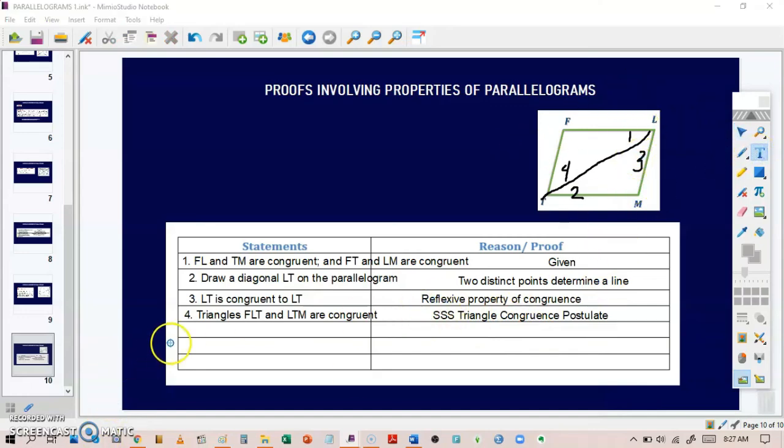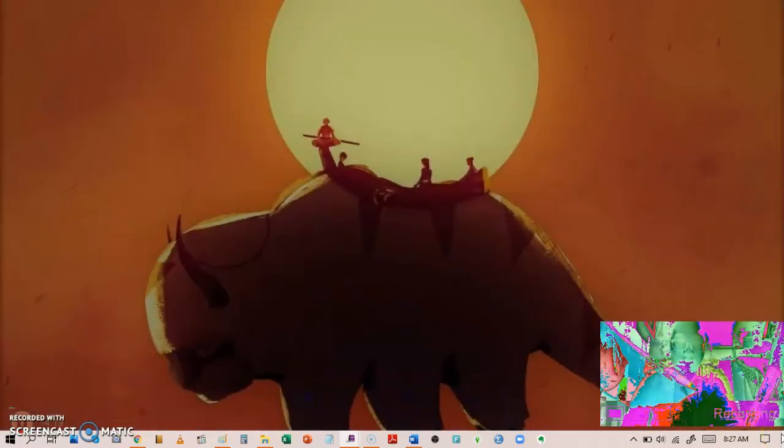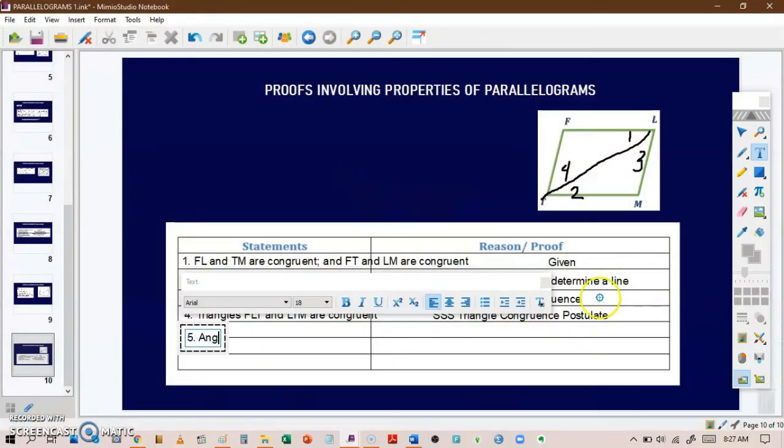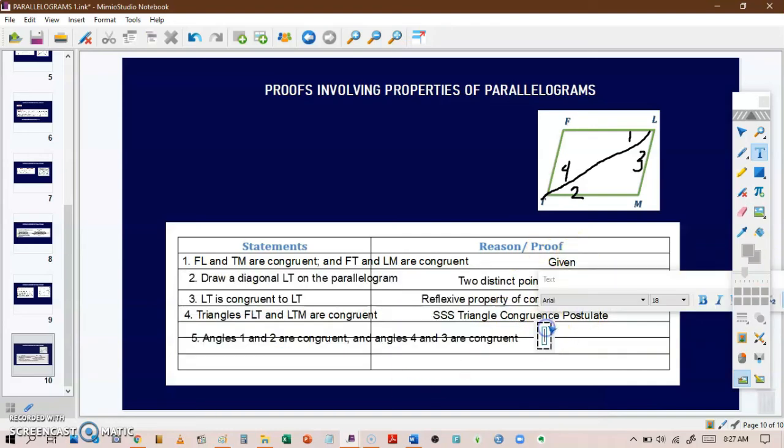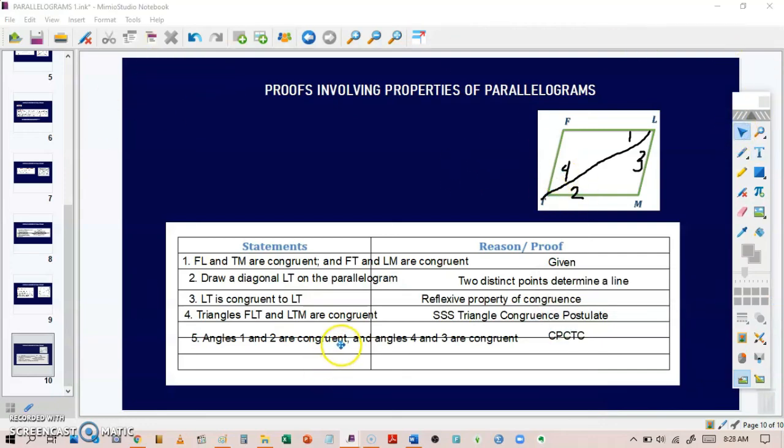And therefore in our fifth statement we can say that angles 1 and 2 are congruent, and angles 4 and 3 are congruent, not just because they are alternate interior angles, but also because of CPCTC, because we've already established that the two triangles are congruent to each other.